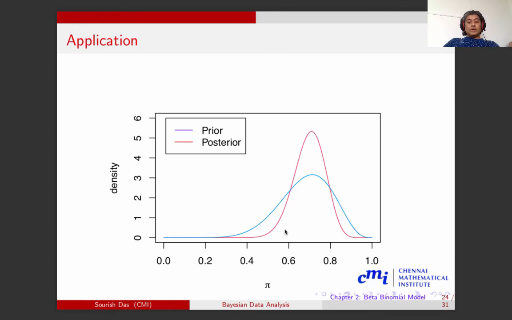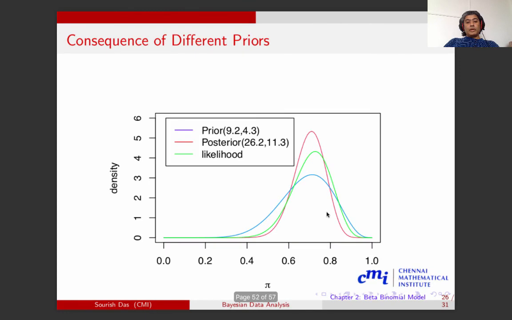So this blue distribution is my prior distribution, and the red is the posterior distribution. On the x-axis I have pi, and on the y-axis I have the density, the prior density and posterior density. I have plotted the likelihood on the same plot in green. This is the effective prior distribution, beta with 9.2 and 4.3, the posterior is the red with parameters 26.2 and 11.3, and the likelihood is the green one.